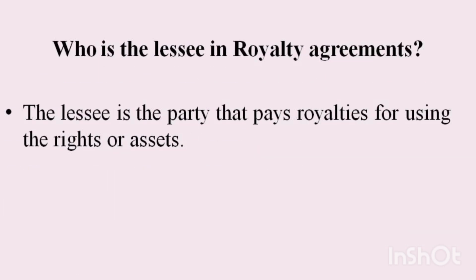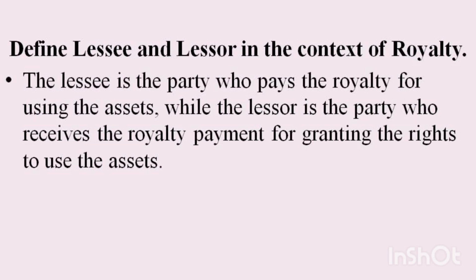Who is the lessee in a royalty agreement? The lessee is the party that pays royalties for using the rights or assets. Define lessee and lessor in the context of royalty. The lessee is the party who pays the royalty for using the assets, while the lessor is the party who receives the royalty payment for granting the rights to use the assets.